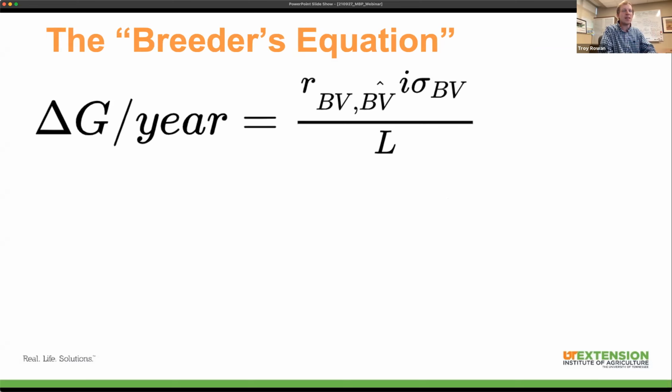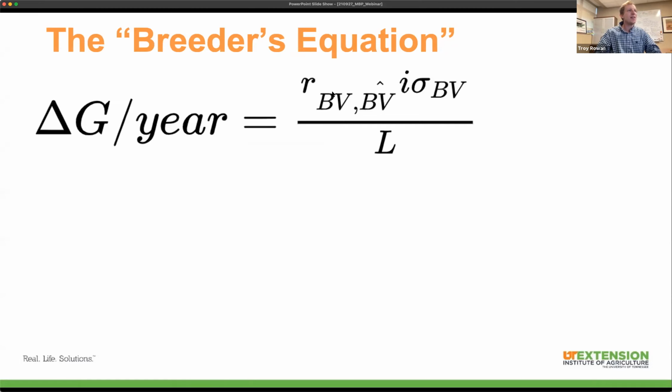And this is in most every animal breeding class textbook. This is the ultimate, right? The amount of genetic gain, or delta G, is this little Greek symbol. So that's the change in the population's average genetics per year. So this is going to be on a yearly basis, right? We're not on a generational basis with cows. We want to make genetic progress every single year in our herd.